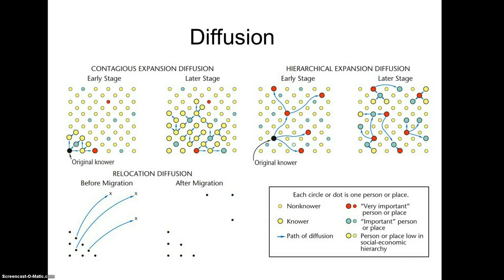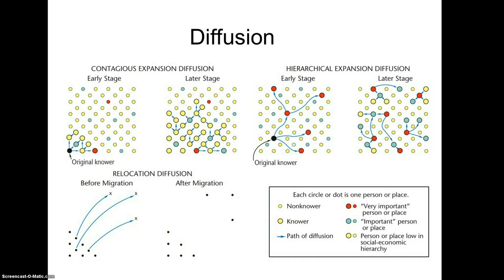Contagion diffusion is this idea where the term is an original knower. So let's say I know some technology, and I teach my neighbors or the people in close contact to me. So it's almost like the movement of a cold from one place to another, and the expansion or the diffusion of the idea happens outward.